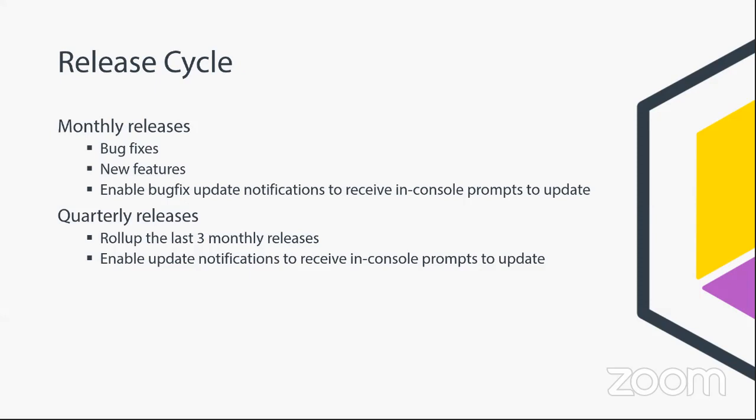Our more common releases, or the releases that we do a bigger marketing push on, are our quarterly releases. And these basically roll up the last 3 monthly releases. These are typically the releases that users will see in the RightClick Tools notification that there's an update available. We do enable that notification by default. If you want to make sure you're receiving those updates, you can go into Configure Recast RCT or the Recast Management Server Settings UI and make sure that update notifications are enabled to make sure you see those.